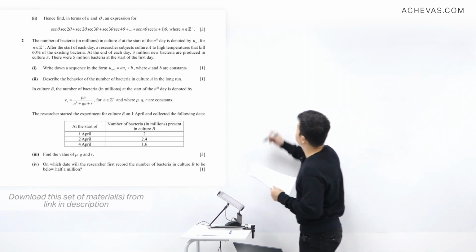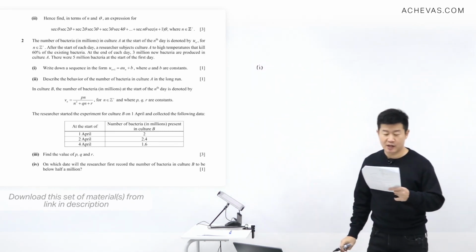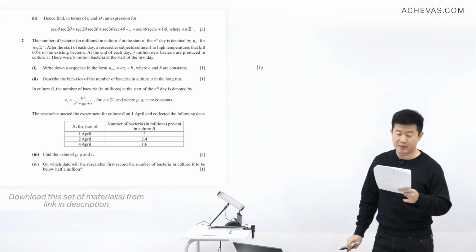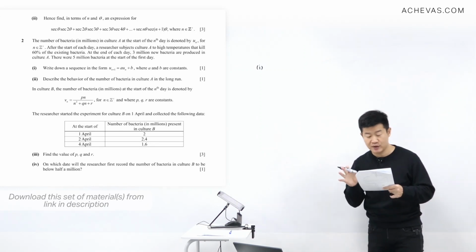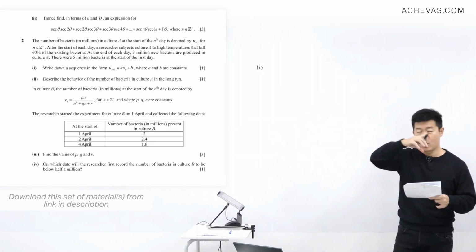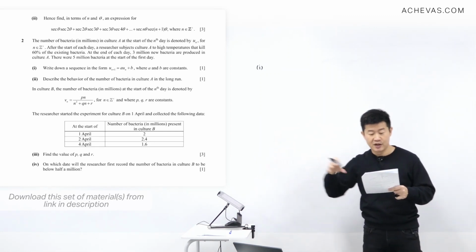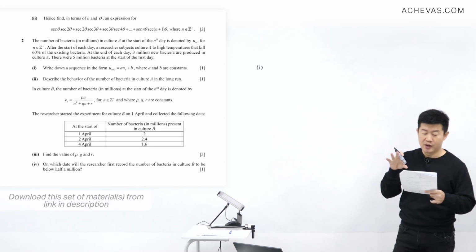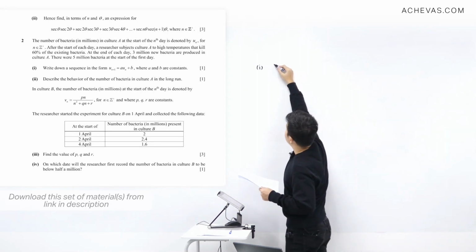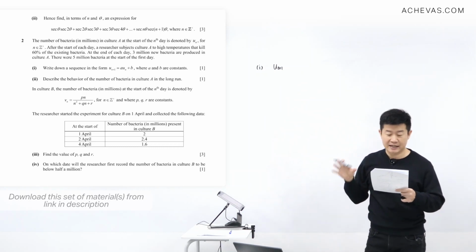Part 1. In part 1, we are supposed to write down a sequence in the form of U_(n+1) is equal to aU_n plus b. This is a recurrence relationship where the relationship is trying to describe to us how one term is going to be related to the previous term or the previous few terms. So now we are supposed to verify that U_(n+1) is going to be related to the previous term, U_n, in this way.